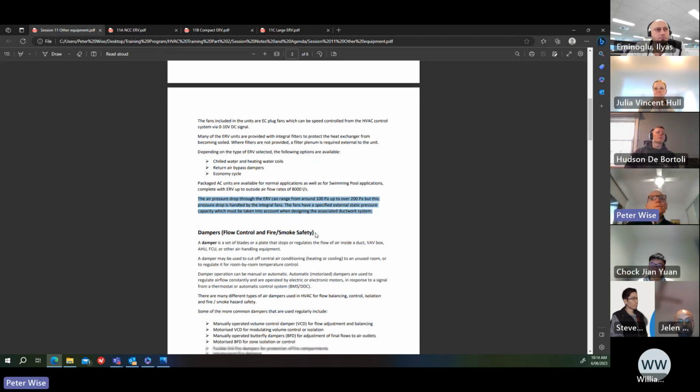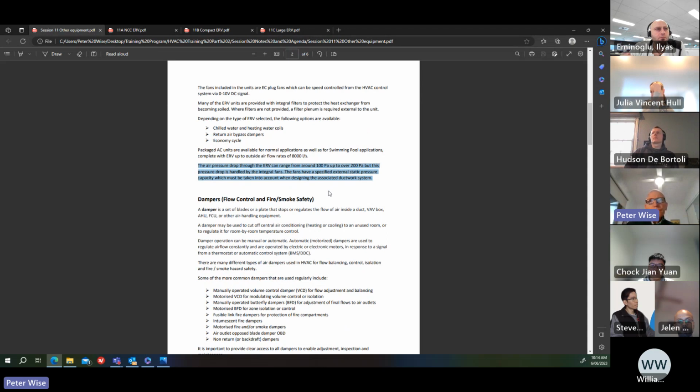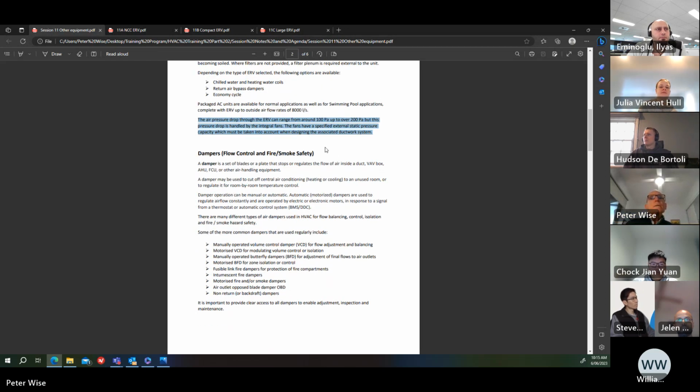The data for the ERVs will show a pressure drop through the unit. That's catered for by the fan, but they'll also specify an external static availability, which you need to take into account when you design the ductwork system. Any questions on ERVs?